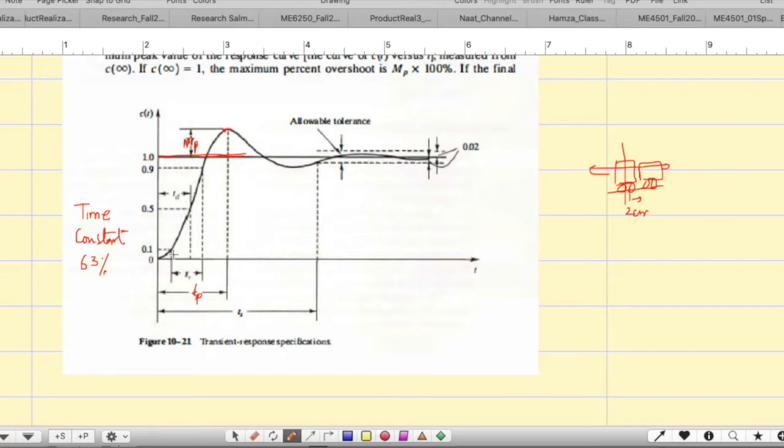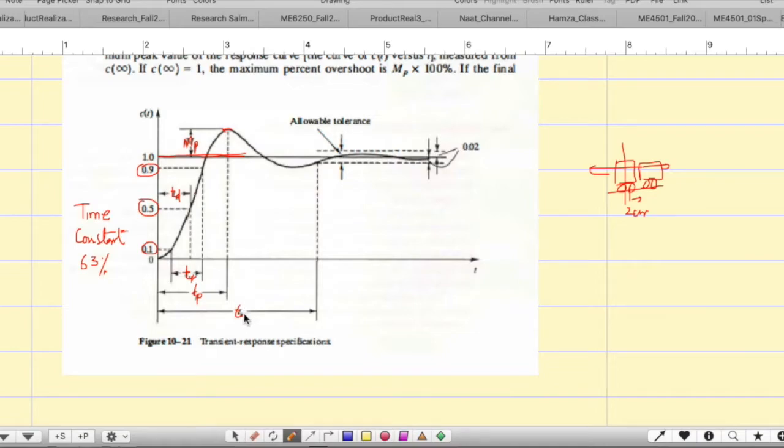And the rise time is the time for the system to reach from 0.1, like 10%, to 90%. So we take the 0.5, meaning 50% of the, sorry, this is the delay time, 50%. So the rise time is this range from 10% to 90% of the set value.